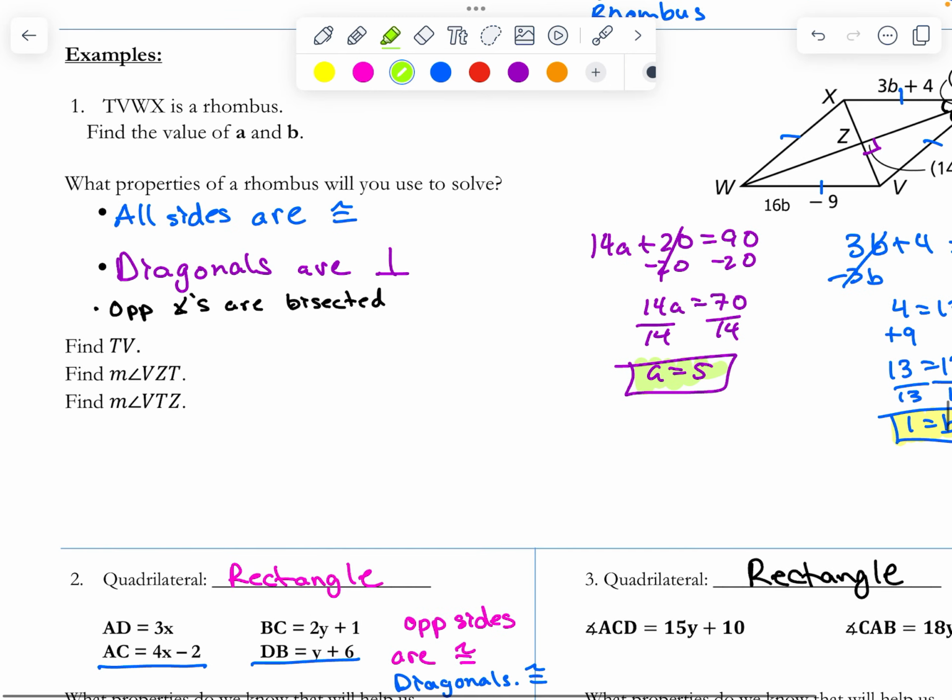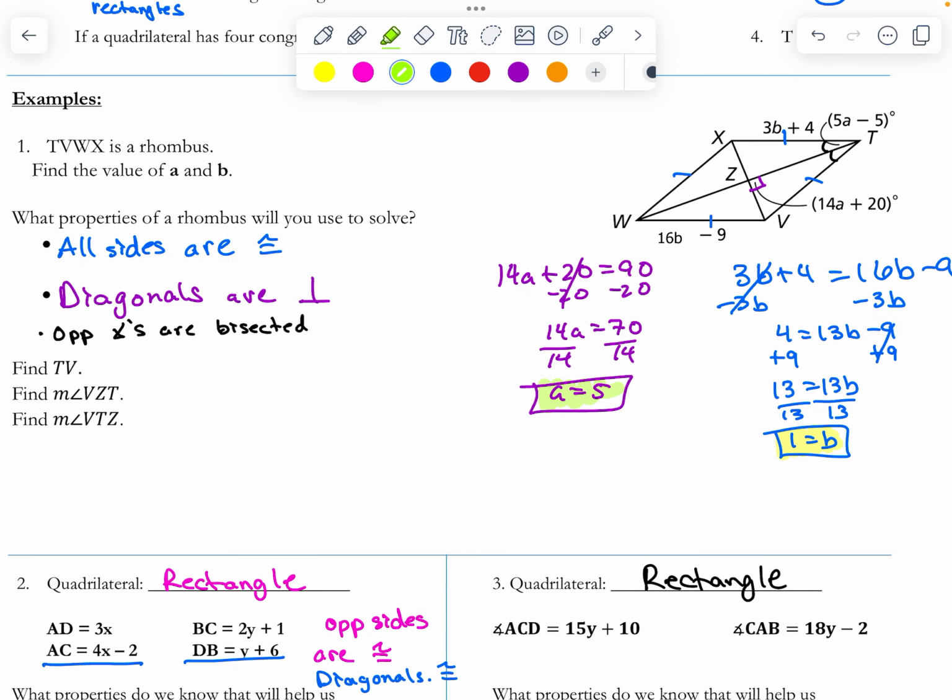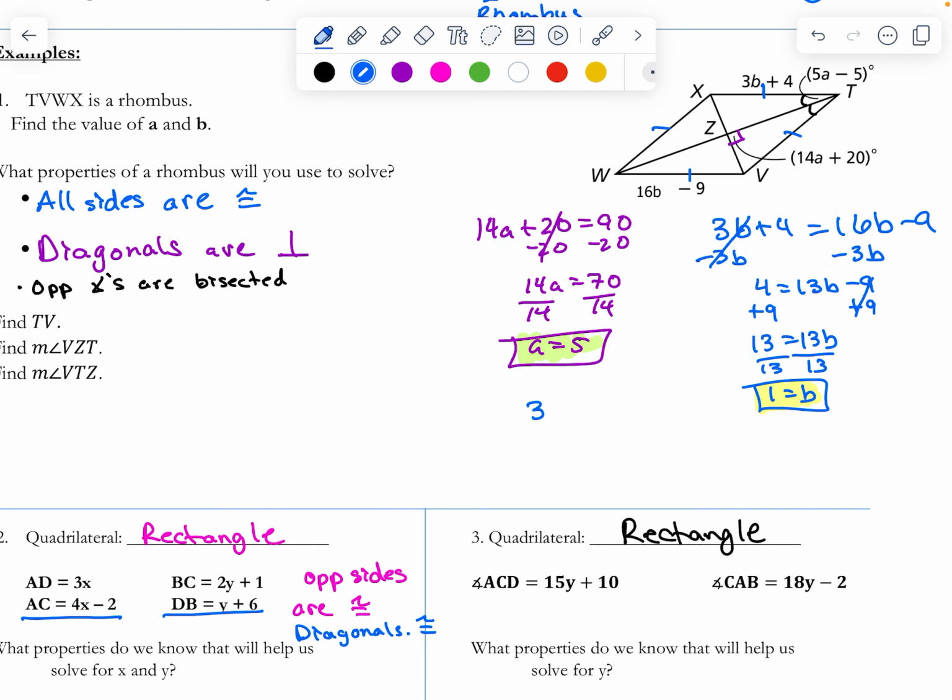All right, so now let's find TV. Remember, all sides of a rhombus are congruent. So TV is equal to 3b plus 4. I'm not going to use 16b minus 9; I don't think I can do that in my head. So let's use 3b plus 4. TV is equal to 3b plus 4, and b looks like it's 1. So I get 3 times 1 plus 4, which means that TV is equal to 7. So we found our first answer right there. Easy peasy.